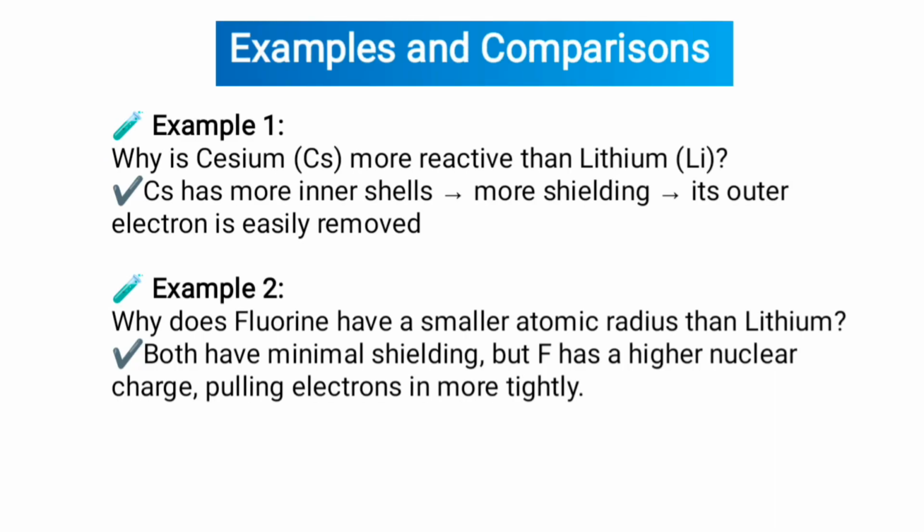Now, examples and comparison. My dear student, example number one: why is cesium more reactive than lithium? Because cesium has more inner shells, more shielding, so its outer electron is easily removed. Example 2: why does fluorine have a smaller atomic radius than lithium? Because both have minimal shielding, but fluorine has a higher nuclear charge, pulling electrons in more tightly.